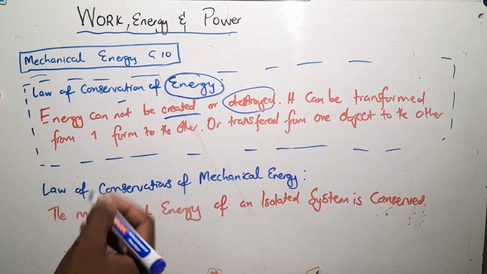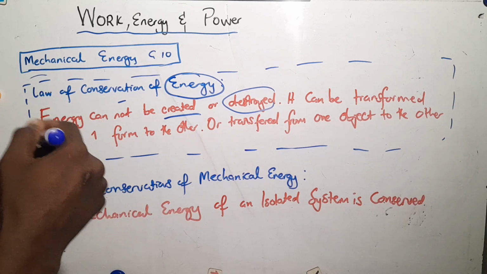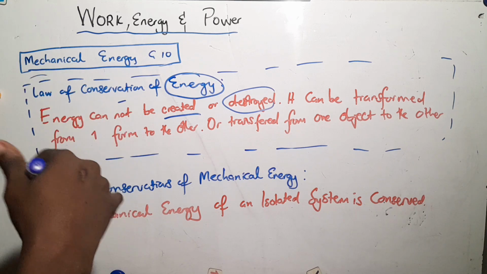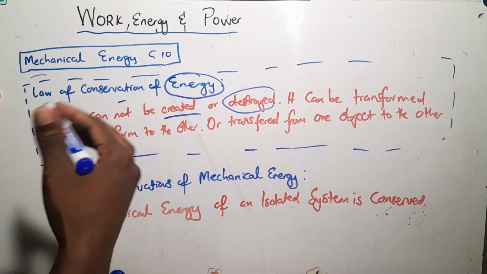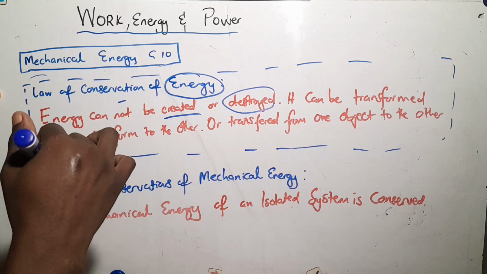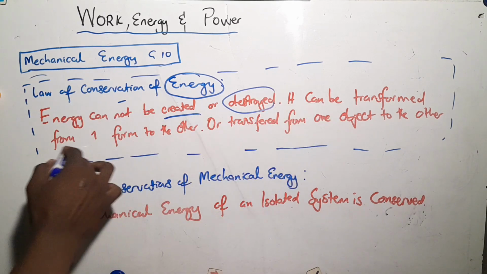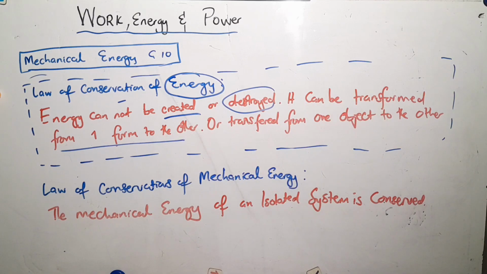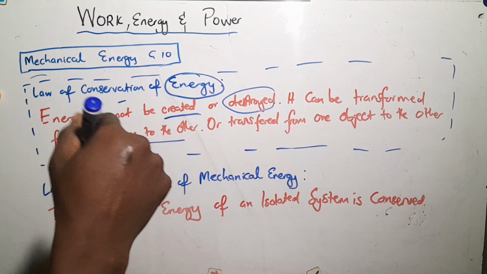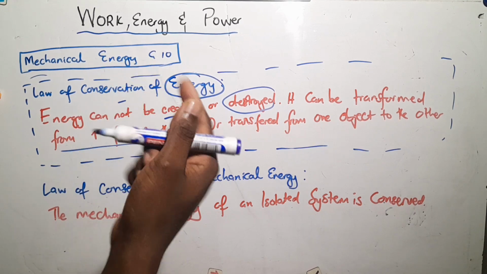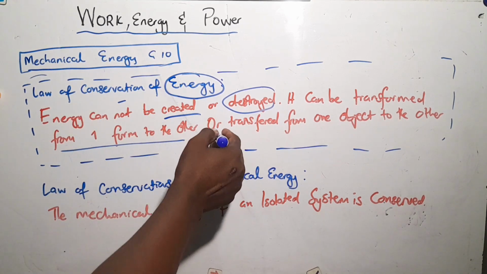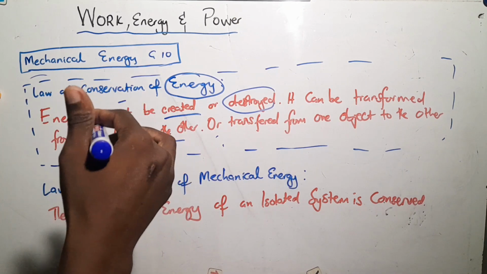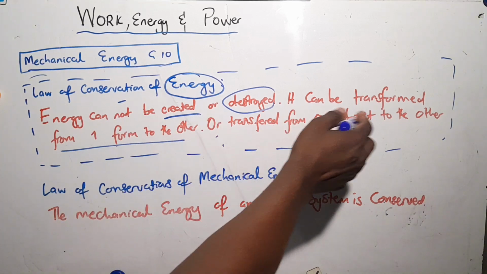Just like, for example, if you're having a generator, a generator can change kinetic energy into electrical energy. Just like batteries change the chemical energy stored in the batteries into electrical energy. Energy can be transformed from one form to the other, or it can also be transferred from one object to the other. Just think about heat energy. You light up the stove, energy is formed there, and it can be transferred from the stove to a pot, and the pot can start to get hot. That is the transfer of energy from one object to the other.